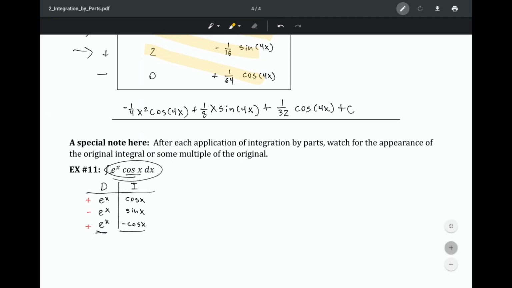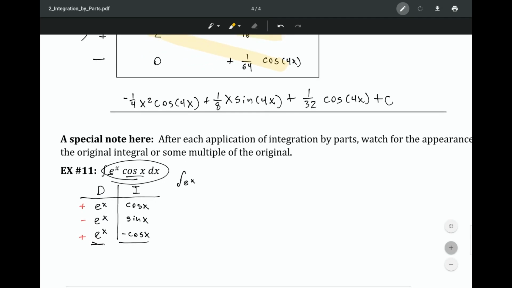So what I'm going to do here is say that the integral of e to the x times cosine of x dx is equal to, so remember what I'm going to do. I'm going to go diagonally, normally.